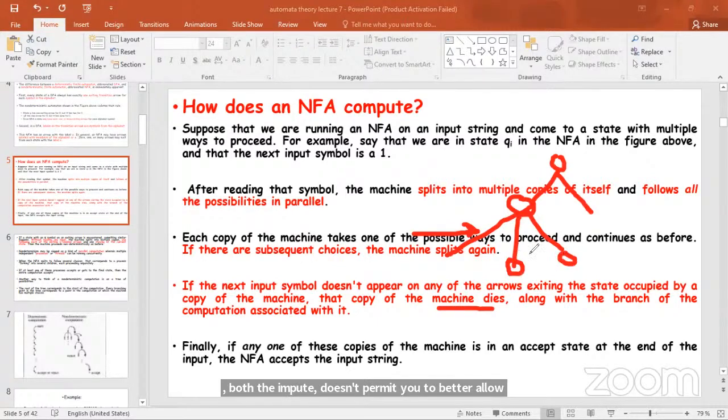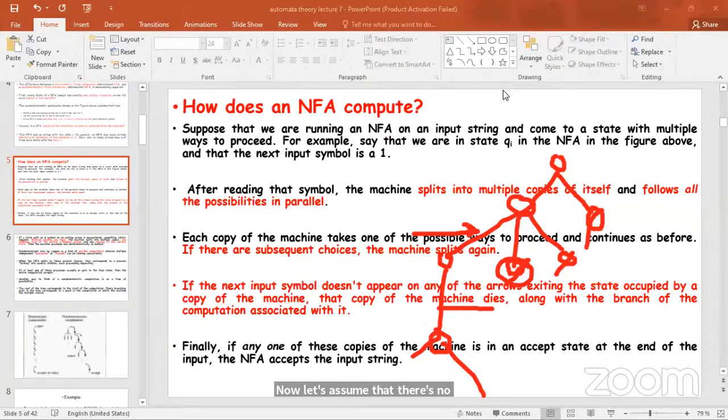That means the state that doesn't allow you to read, let's assume that you can only move to the next state from here, right? And you cannot move out of this state. So this state dies. Now, let's assume that there's no other thing that can be read from here. This state also dies. That's what it's explaining.